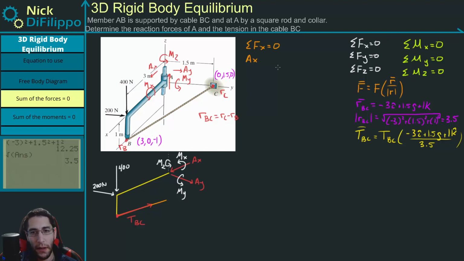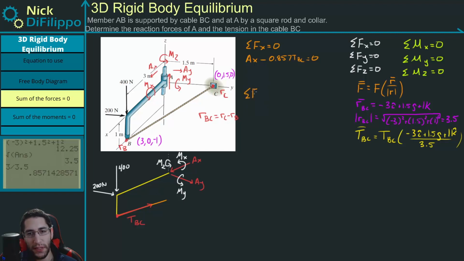All right, so now we know that we have some x component. This is going to be minus, what is 3 divided by 3.5? 0.857. So 0.857 TBC is equal to 0. Two unknowns, one equation. Can't do anything with this right now. Let's keep moving on with our equations.